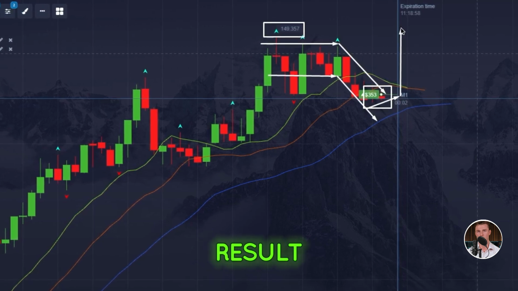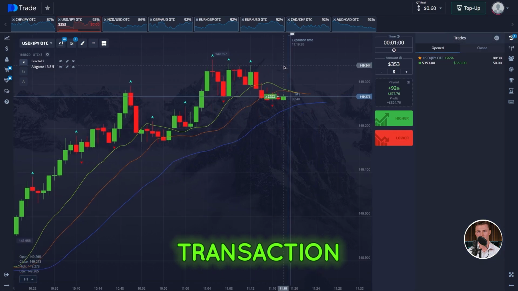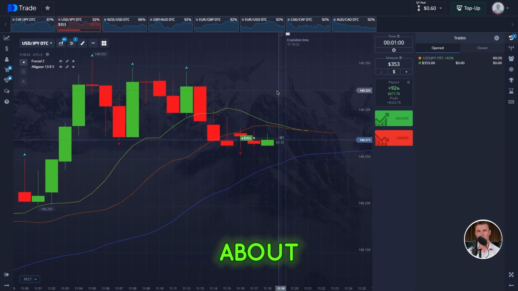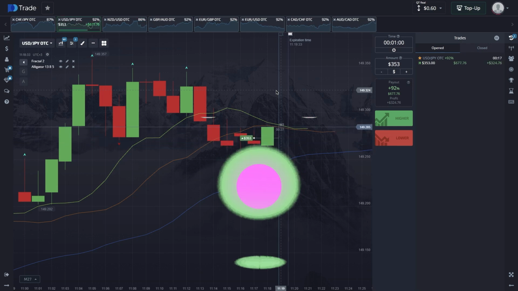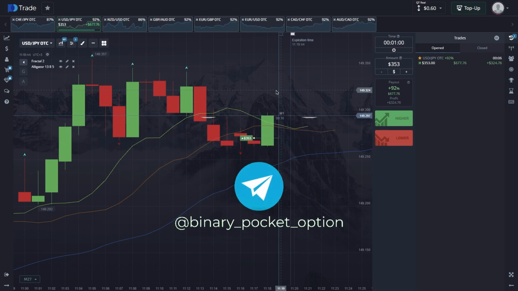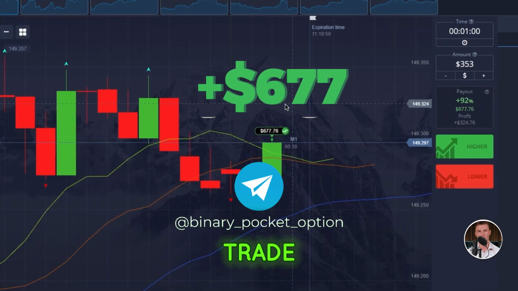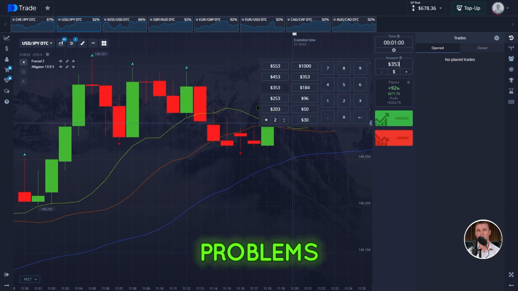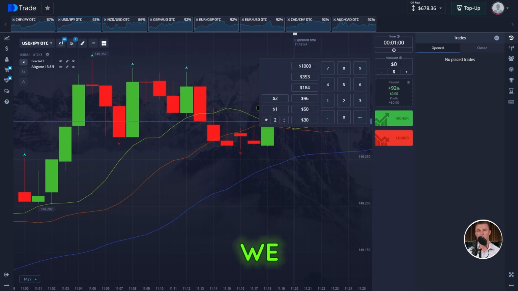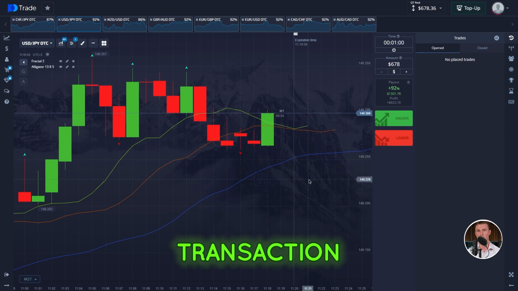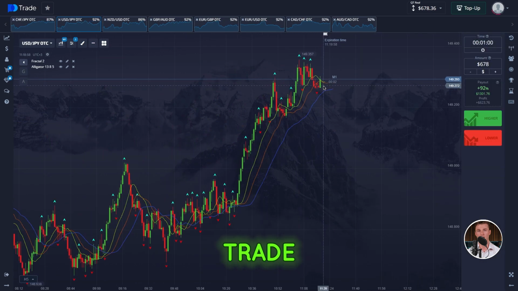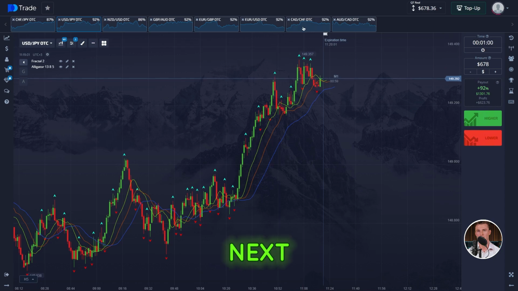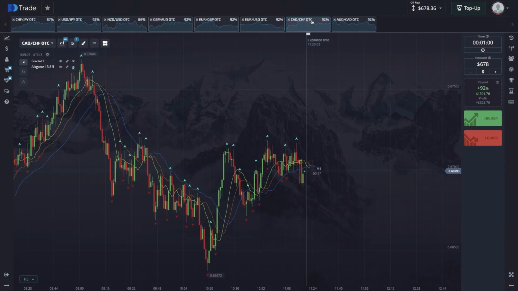Let's look at the result of this transaction. We have about 25 seconds left. And our next trade closes easily again without any problems. Plus, we will change the value of the transaction and continue our trade. We will select the next currency pair.